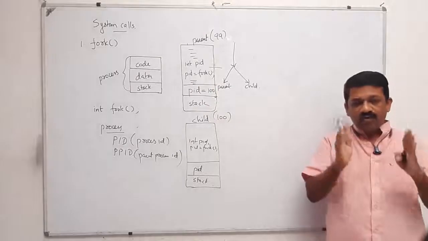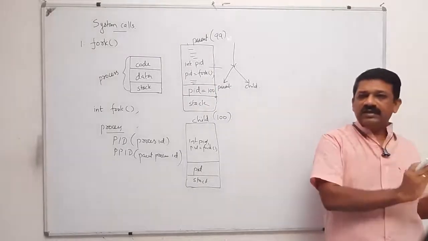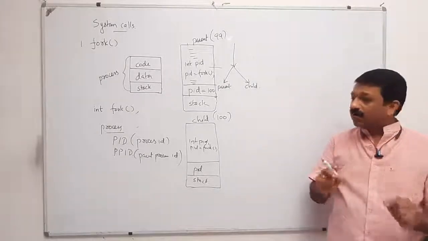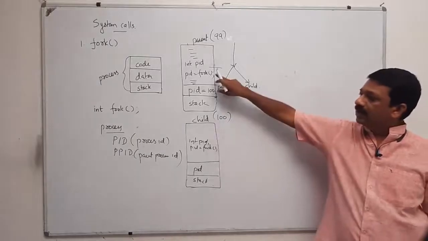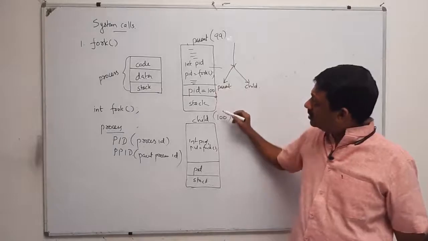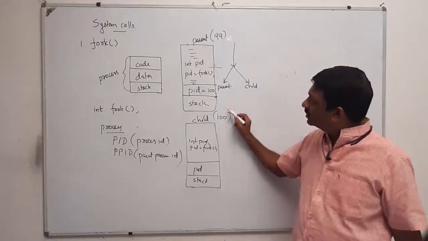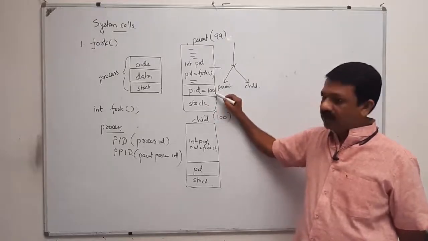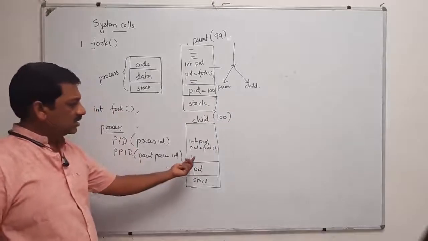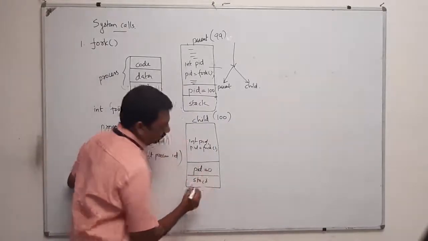That means fork returns a value. Fork returns an integer value, but the returned value is not the same for both child and parent. In the parent process, this fork system call returns the process ID of the child. That is why you have PID is equal to 100. But in the child process, the ID returned is 0. PID is equal to 0.